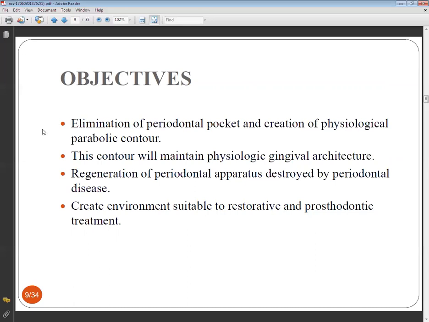What are the objectives? Elimination of periodontal pocket and creation of a physiological parabolic contour. That parabolic contour gives a proper physiological gingival architecture, and creates an environment which is suitable for your restorative and prosthodontic treatment.